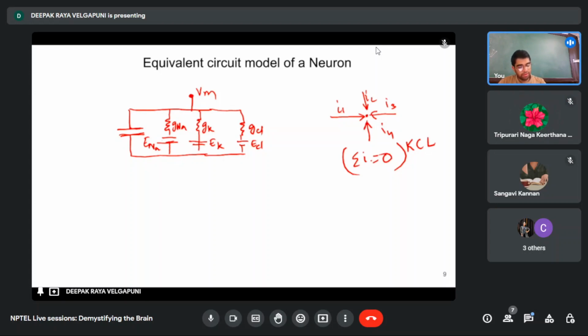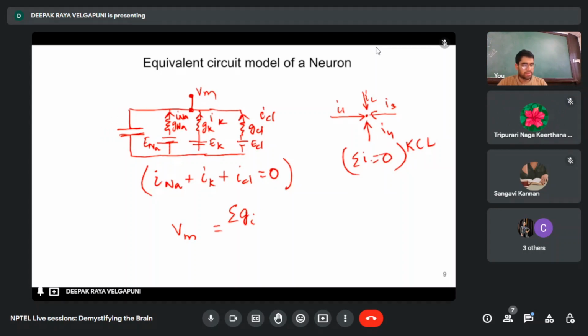So now what we have to do is, let's say there is some ionic current INa, IK and ICl. These are ions, I'm not putting charge. So according to Kirchhoff's current law, INa plus IK plus ICl is equal to 0, like all the currents are coming to this point. From this we get the equation of this one, the sum of GI times EI, where each species' conductance is divided by the sum of G. So this is the membrane potential in terms of the circuit model.